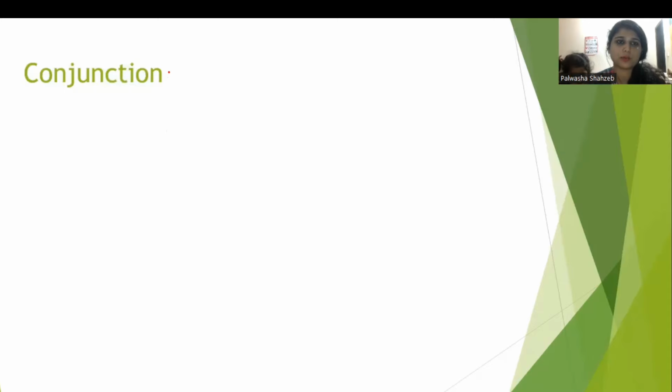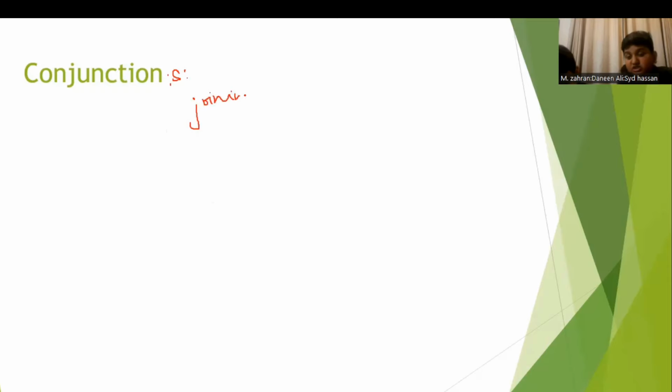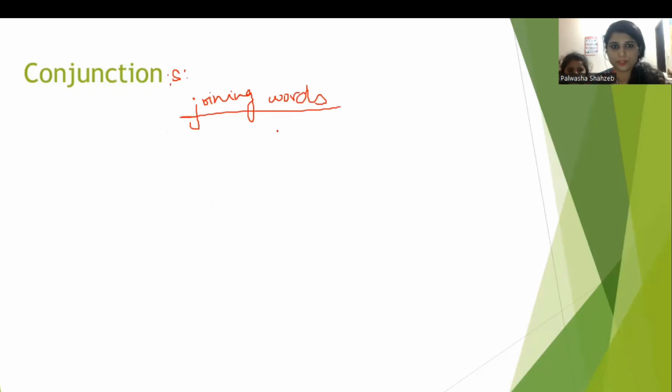In a nutshell, quickly, what is a conjunction? Who is going to tell me about the conjunction? Conjunctions are the words which connect two sentences. So for example, in short, these are joining words. For example, but, and, because. They connect two sentences, okay?